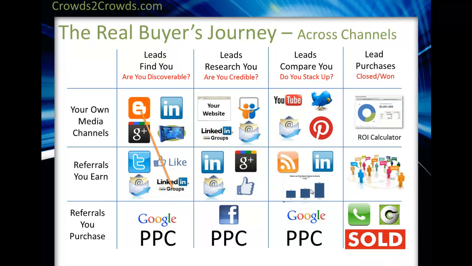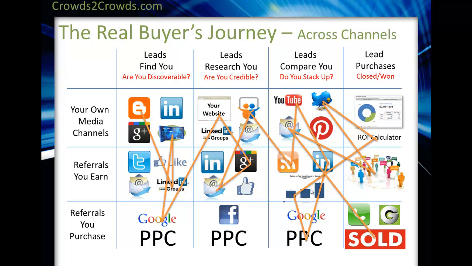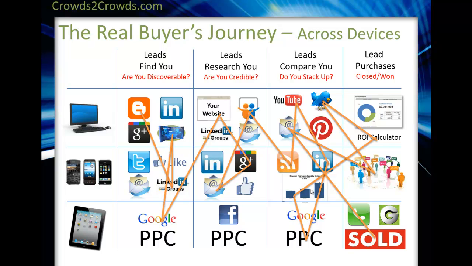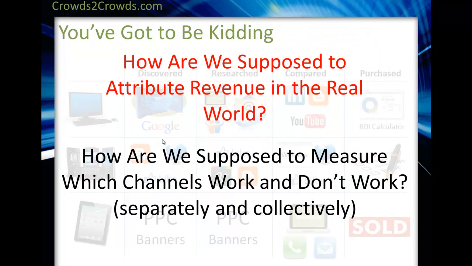So a buyer's journey might look like this. You see it's very disjointed, they're going all over through all the different various media. Finally, at the end of the sales cycle, we get a closed one out of it. As if this weren't challenging enough, the other challenge we have is that they're doing this by different devices. Obviously laptop, cell phones, and of course iPads. So how in the heck are we supposed to attribute revenue in the real world? How are we supposed to measure which channels work and which don't, separately and collectively? Well, there's the rub. So let's see if we can identify some solutions here.